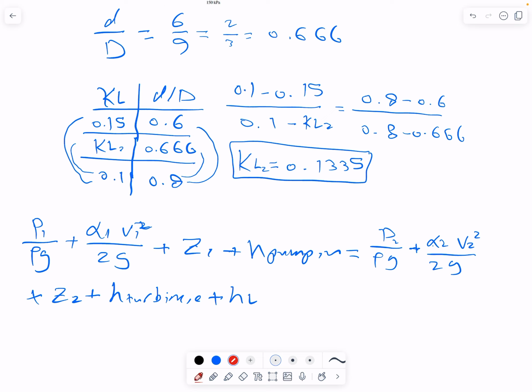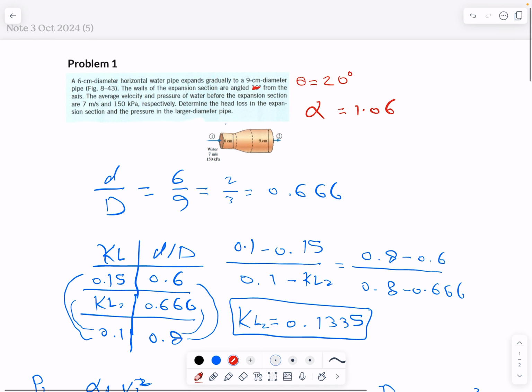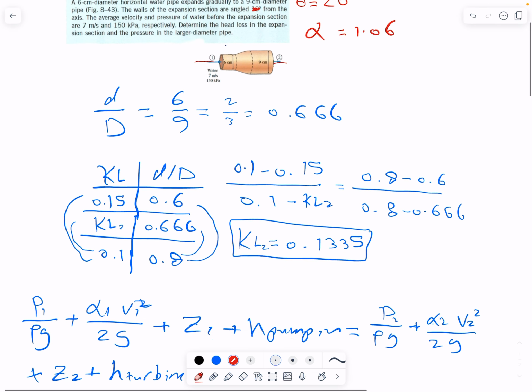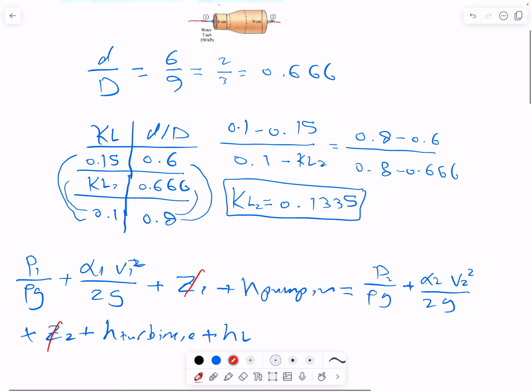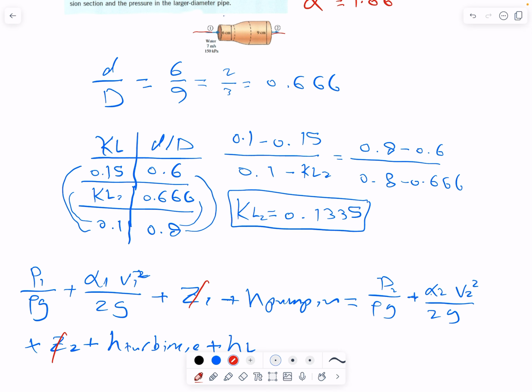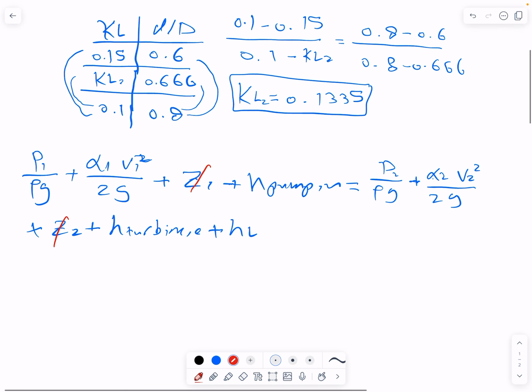In this equation, we know that the water enters from here and exits from here, so Z1 and Z2 are on the same level. There's no elevation difference between Z1 and Z2, so we cancel them. What else do we have? We don't have a pump. We also don't have a turbine.